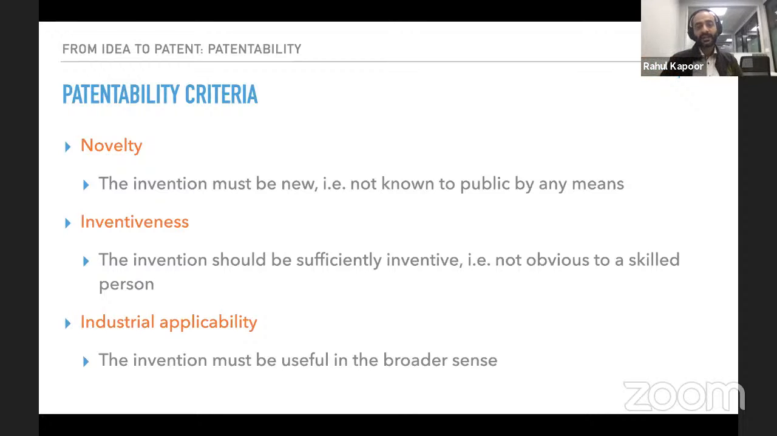So if you make a chair which has 6 legs instead of 4, it might have an inventiveness problem. That is, if someone skilled in that field could easily have thought of that thing. And the industrial applicability part, which I said about the commercial applications, is that it should be useful in the broader sense, because if it's frivolous, it will not be granted. It can be grounds of refusal at the patent office.